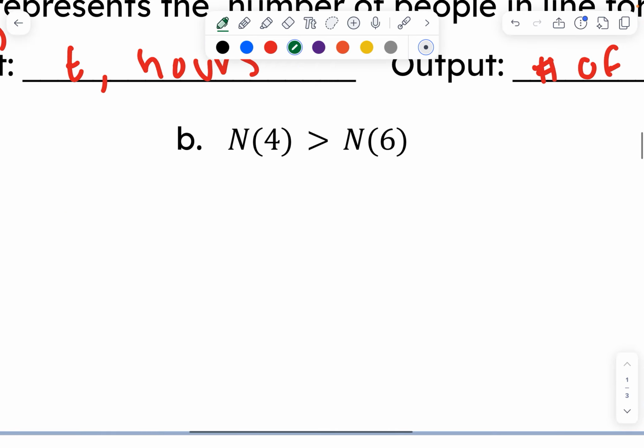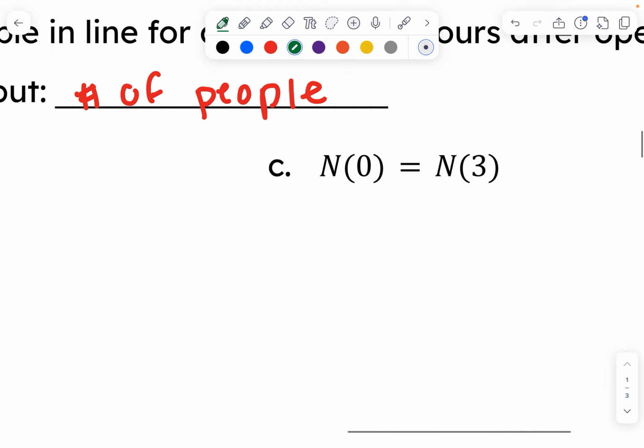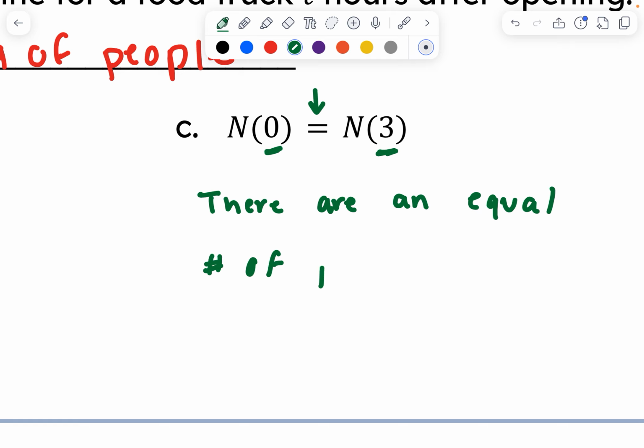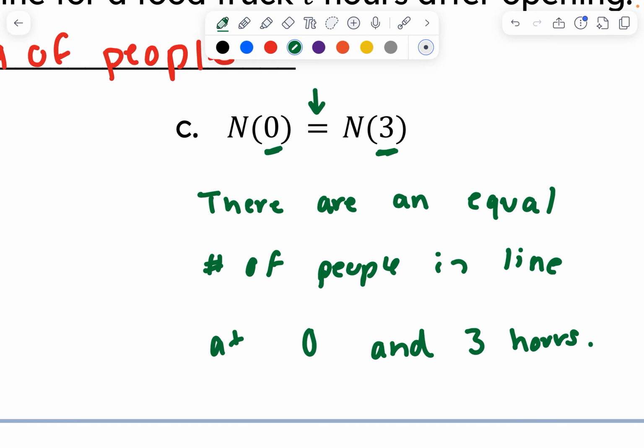On this next example, let's go over and do this one really quickly. We have an input of 0 hours, and we have an input of 3 hours, and we know that these two things are equal. So in order to interpret this statement, we would say there are an equal number of people in line at 0 and 3 hours.